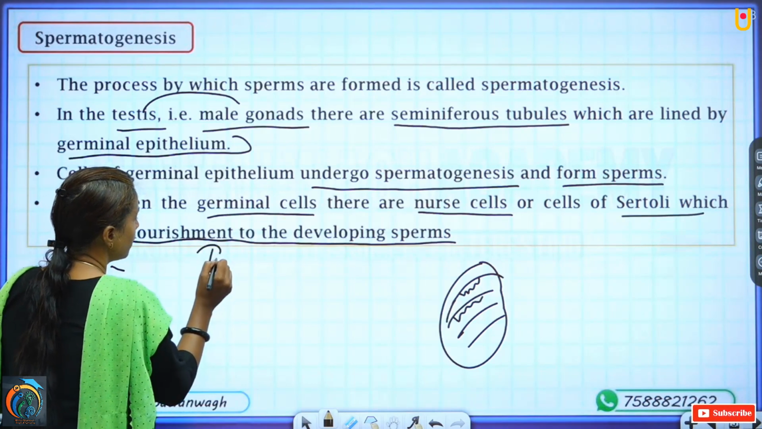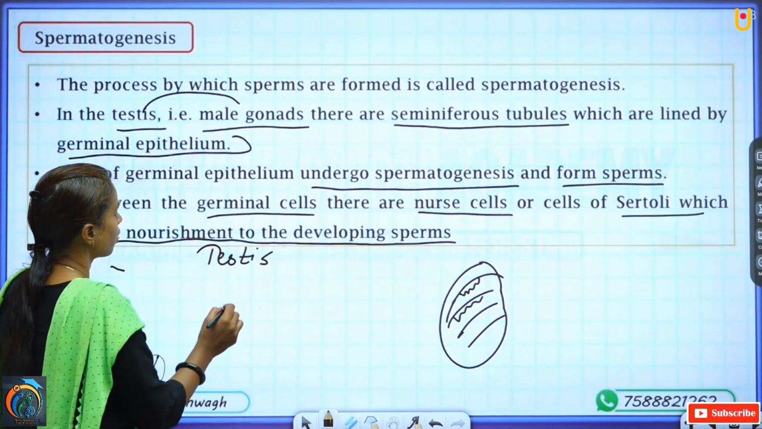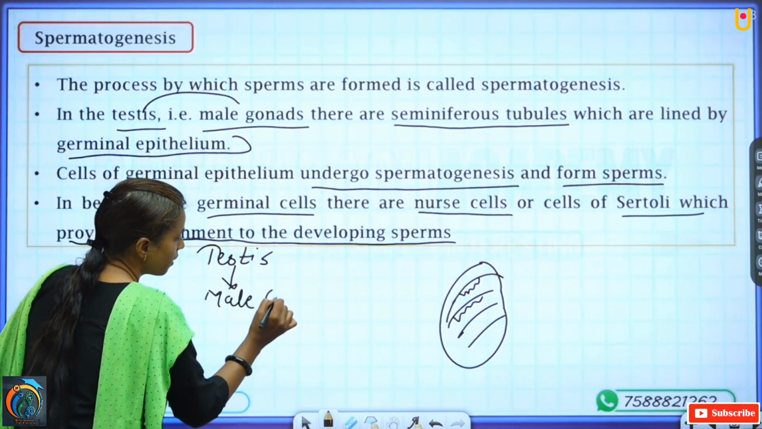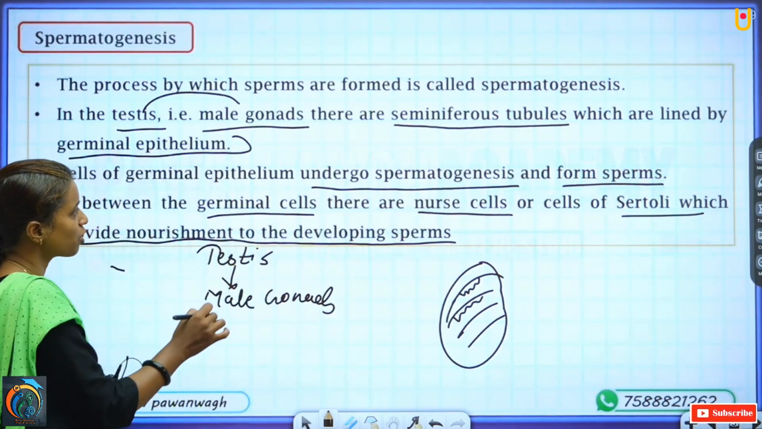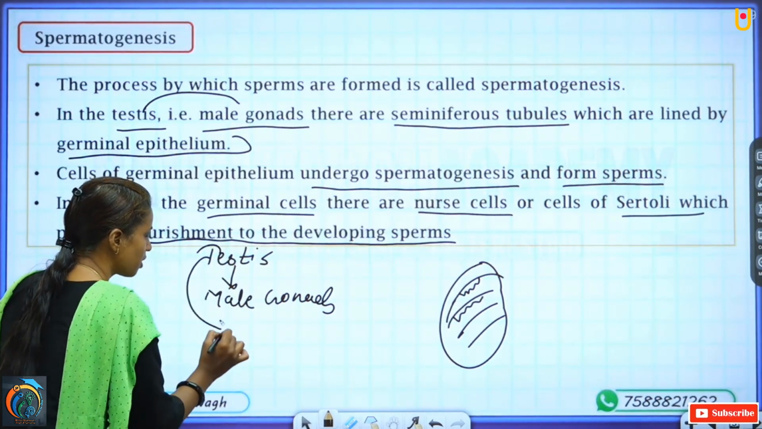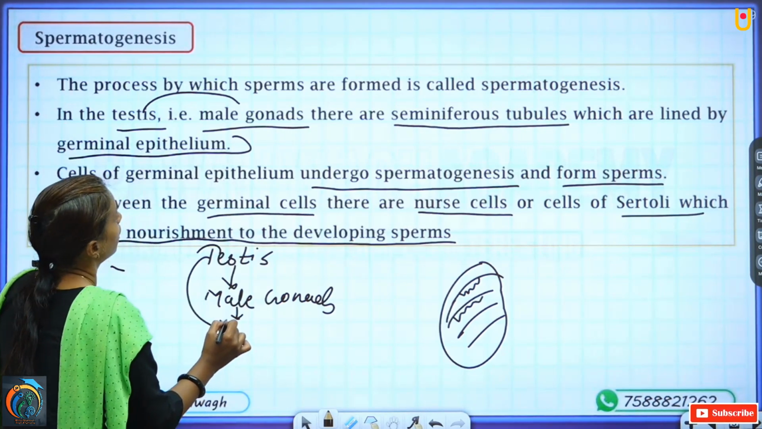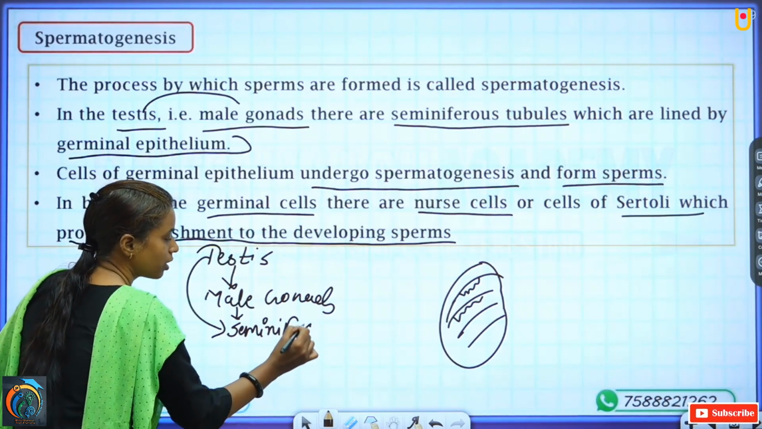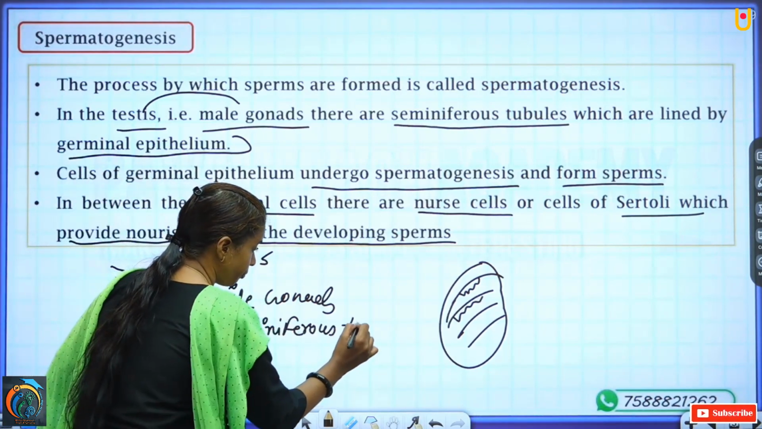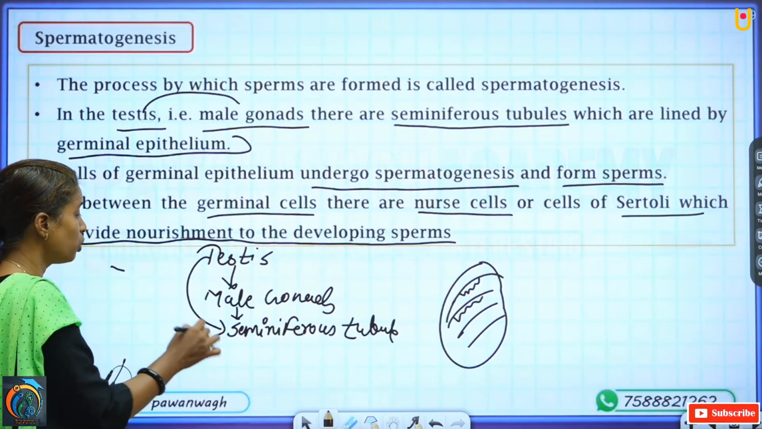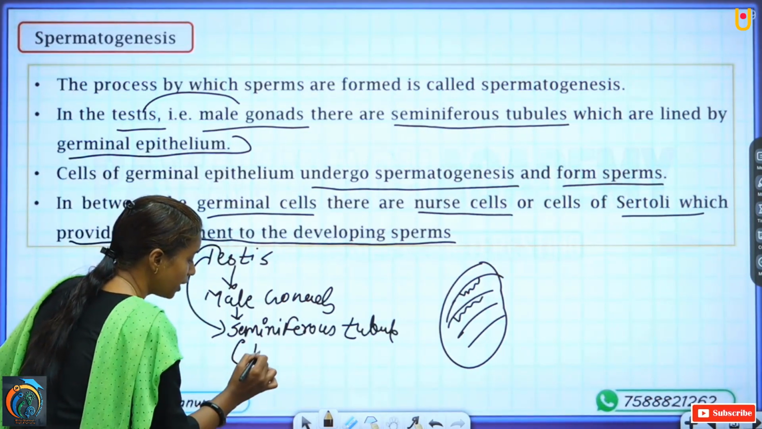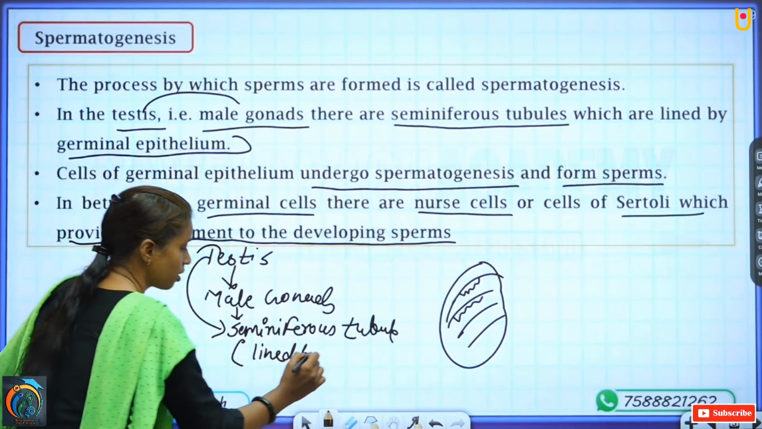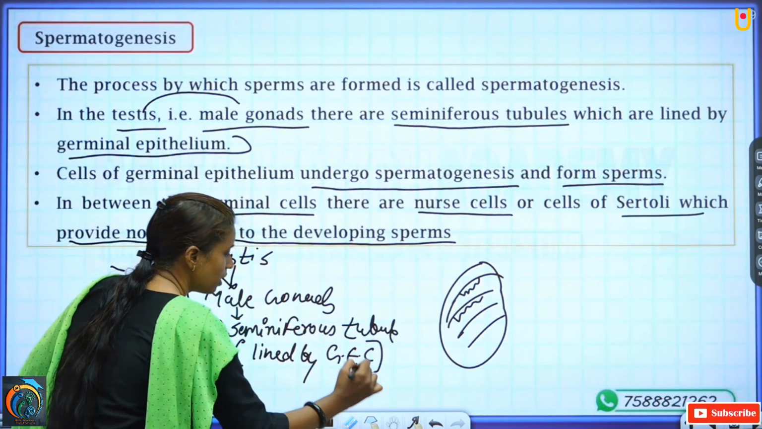Where is it going on? In the testes region, and the testes are the male gonads. These gonads, that means the testes, have a part known as the seminiferous tubule. And this seminiferous tubule is lined by germinal epithelial cells.